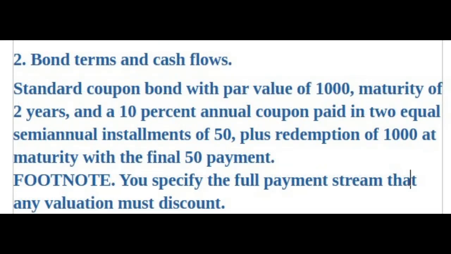2. Bond terms and cash flows. Standard coupon bond with par value of $1,000, maturity of 2 years, and a 10% annual coupon paid in 2 equal semi-annual installments of $50, plus redemption of $1,000 at maturity with the final $50 payment. Footnote. You specify the full payment stream that any valuation must discount.